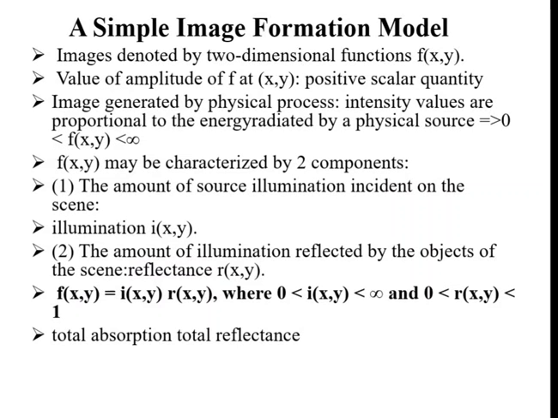f of x,y may be characterized by two components. The first one is the amount of source illumination incident on the scene, denoted by i of x,y, and the second one is the amount of illumination reflected by the objects of the scene, that is the reflectance, r of x,y. i is a function of x,y and r is a function of x,y. f of x,y is equal to i of x,y times r of x,y. f of x,y is a function of both illumination and reflectance, where the values of i of x,y lie between 0 and infinity, and the values of r of x,y lie between 0 and 1. Total absorption and total reflectance are the two limits of this range.